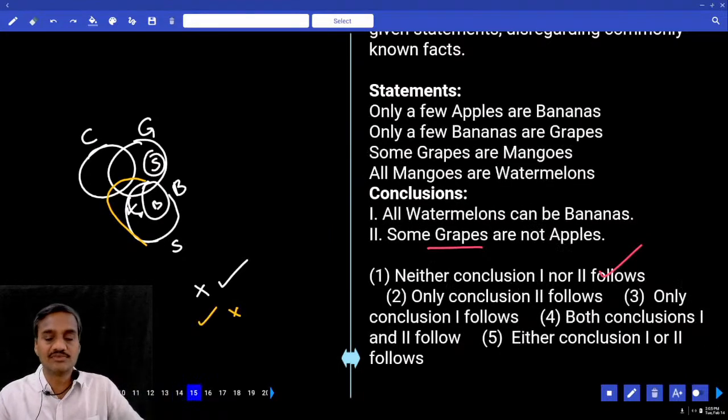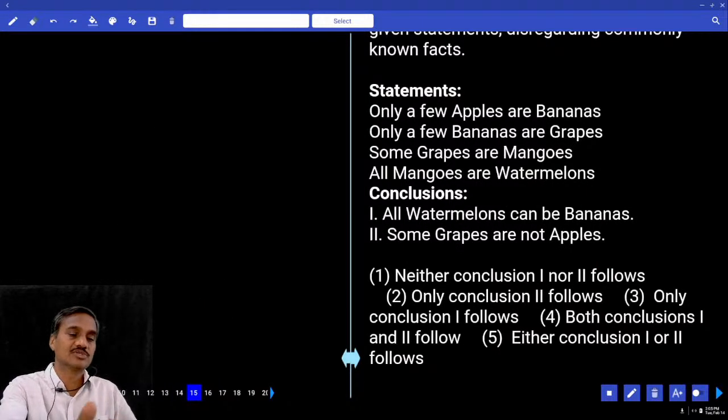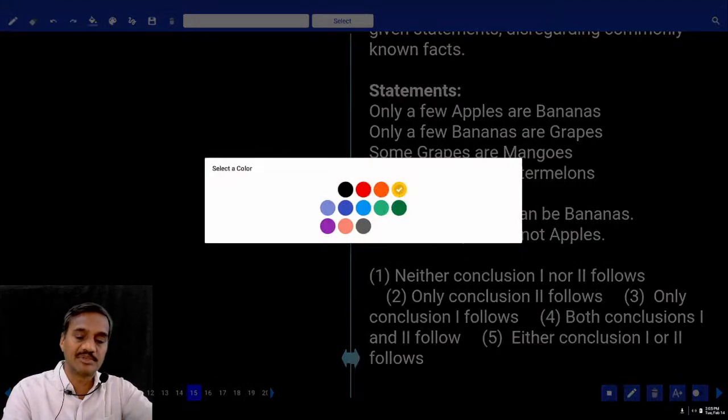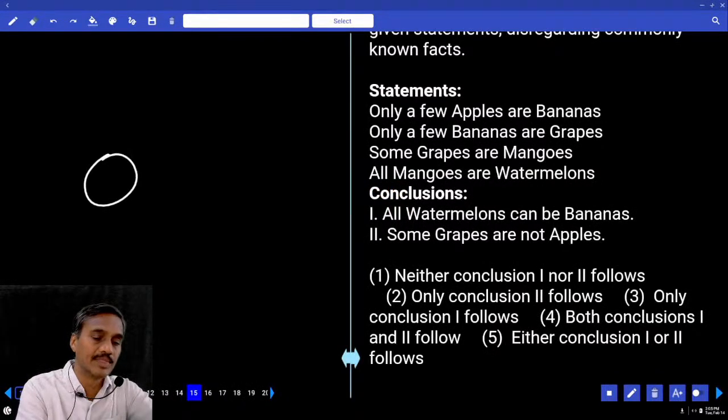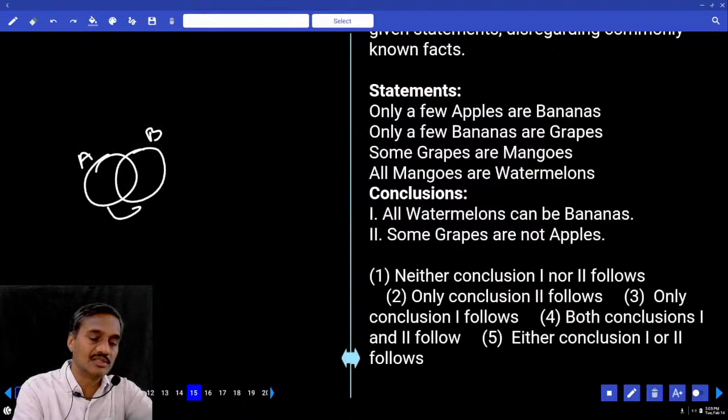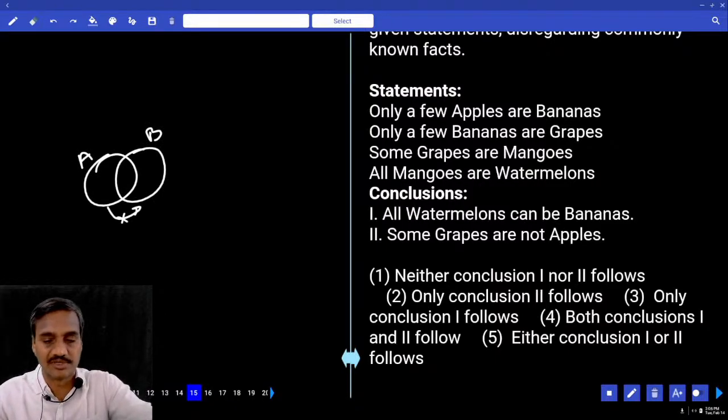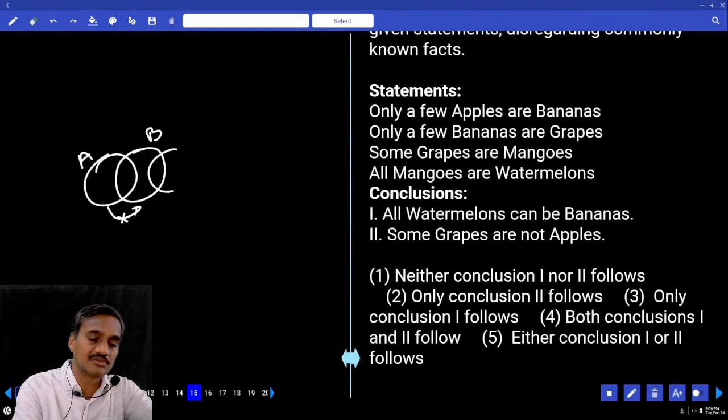The next one, 15th one, only a few apples are bananas. How many apples are bananas? Only a few. Some apples are bananas, but not all. Only some of the apples are bananas, but not all. All these apples cannot be a part of this banana. And only a few bananas are grapes. Only some bananas are grapes, but not all.